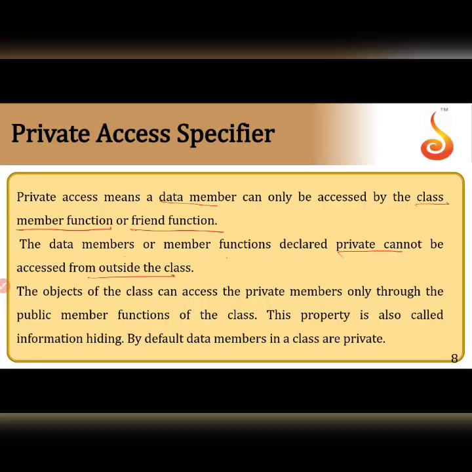The objects of the class can access the private only through the public member functions of the class. Okay, this property, that is, you can access the private data only through the public member functions, not directly. This is indirect access. This property is called data hiding. By default, data members in a class are private. Now I'll write one example. I will tell you what errors it can give or how I mention. Then we can come back here again so that you will understand this properly.